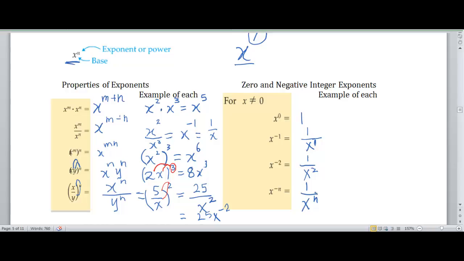So I'll give you an example. Let's look at this one. 3 to the negative 2 is 1 over 3 squared, right? You move it down, make the exponent positive, and that's 1/9. Okay. Your book has other examples, and you can think of an example for each of those.